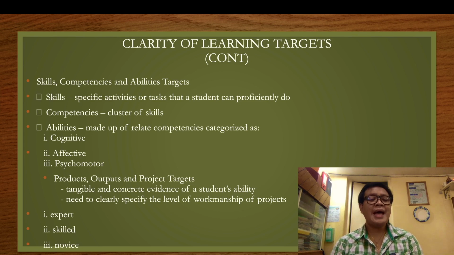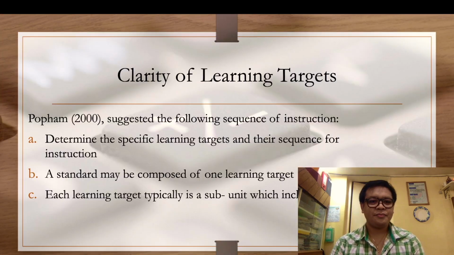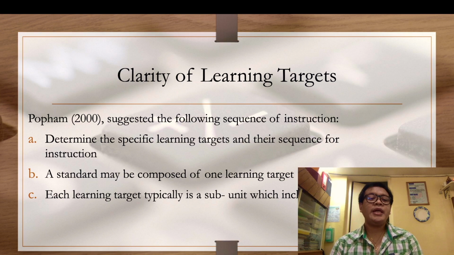And products, outputs, and project targets. These are tangible and concrete evidences of students' ability and need to clearly specify the level of workmanship of projects. And aside from the cognitive, affective, and psychomotor, we also have the expert, the skilled, and the novice. So, the leveling of the performance of the students. So, clarity of learning targets.